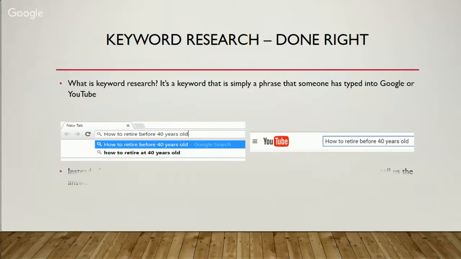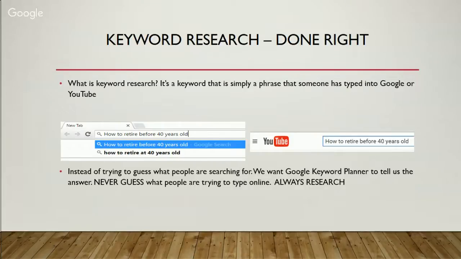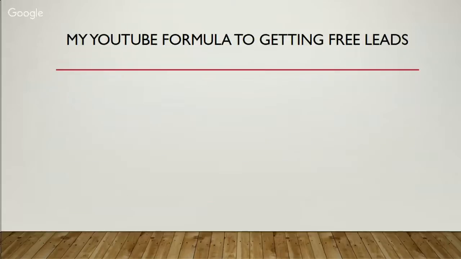So you're just looking for something. And instead of trying to guess what people are searching for, we want Google Keyword Planner to tell us the answer. Never ever guess what people are trying to type online. Always do research. I did this and I just wasted my time because I was just thinking what people wanted to know, not actually knowing, and that was a big problem for me. Here's the URL for Google Keyword Planner, and I'm going to go into it a little bit more. You don't need to type that in right now. Let's just go ahead and go to it, and you'll see why.